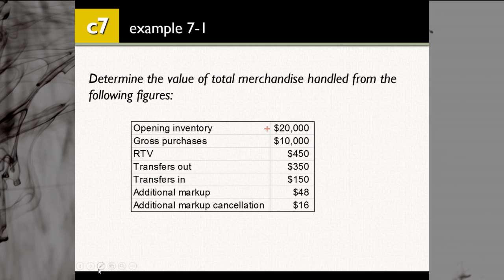Your opening inventory is going to be plus, and you're going to add your gross purchases. But if you have any returns to the vendor, that's going to be minus. Transfers out is going to be minus. Transfers in is going to be plus. If you have any additional markup, it's going to be plus. And if you have any cancellation of the additional markup, that's going to be minus. You can just calculate with the plus and minus that we have here, but you're going to calculate it based on the formula that you learned. Let's look at the next slide.